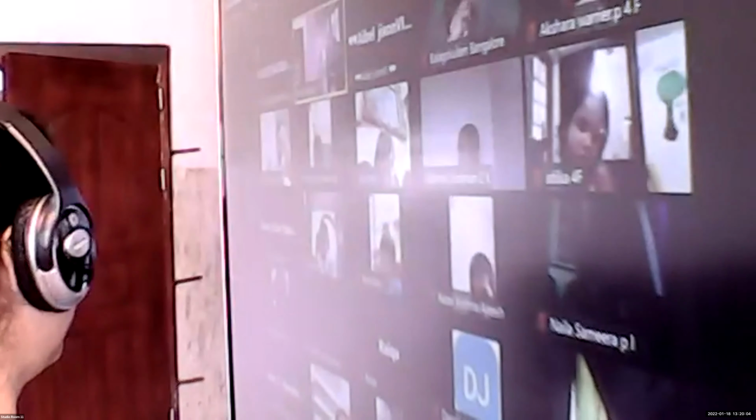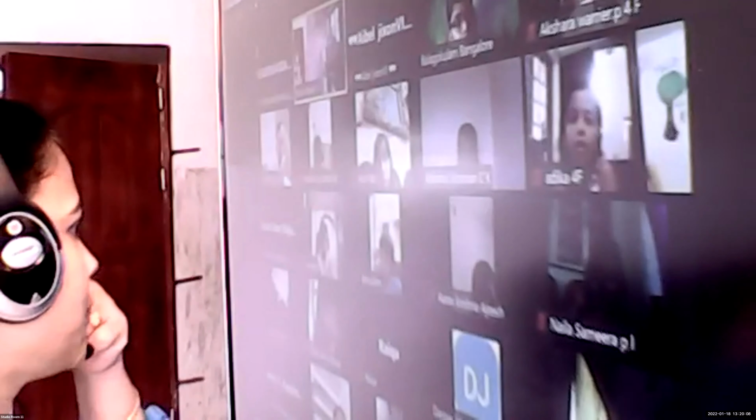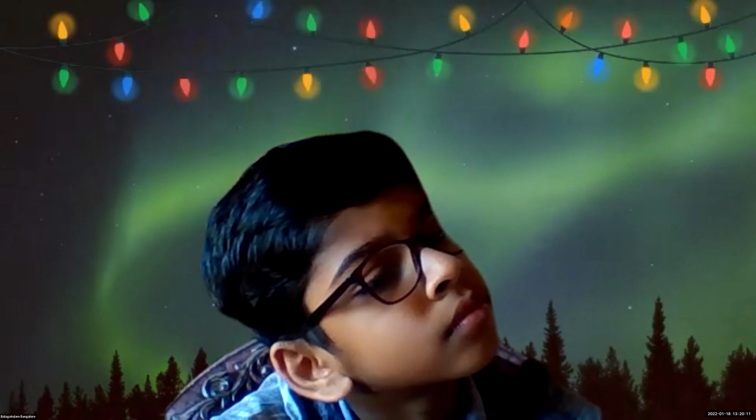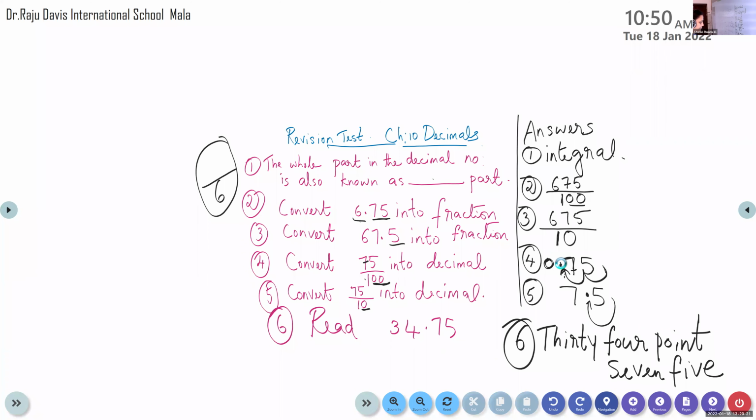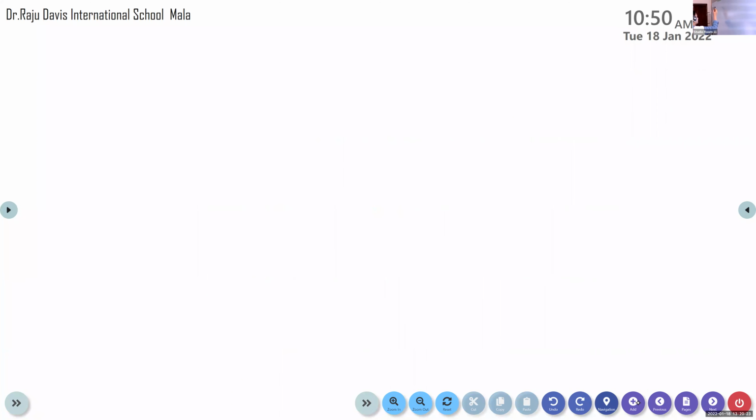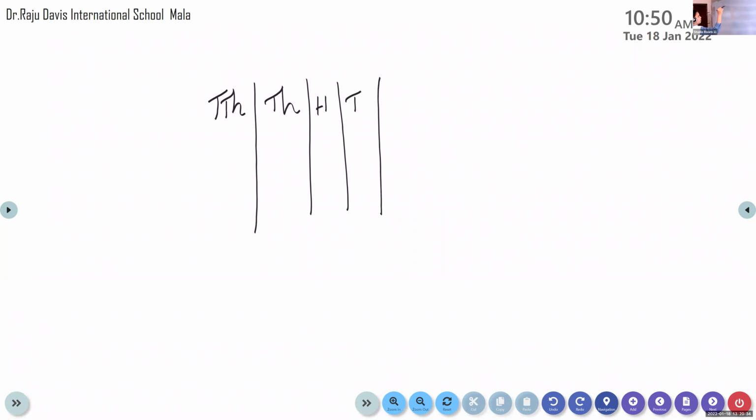Now, can we do a little more questions? Expanded form, place value chart. First, you have to draw the place value chart. Okay, children, do it fast. Question number 7, we will do now. Before that, draw the place value chart: 10,000, 1,000, 100, tens, and ones.